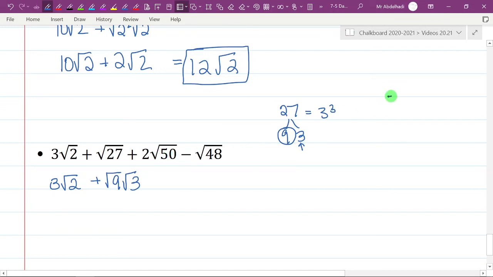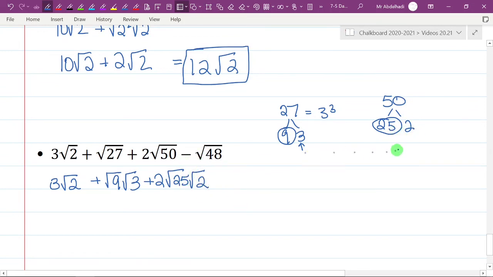Same thing with 50. I could go 5 times 10 like I did in the previous example. I intentionally avoided the shortcut. But you might say, hey, this is 25 times 2, isn't it? And that's a perfect square. So this will save you some time. You can just use these numbers. So we have here the 2 from the outside here. We also have the square root of 25 times the square root of 2. 25 and 2 right there.